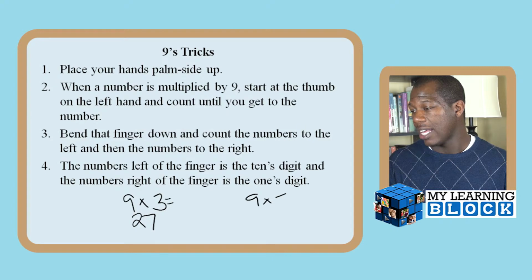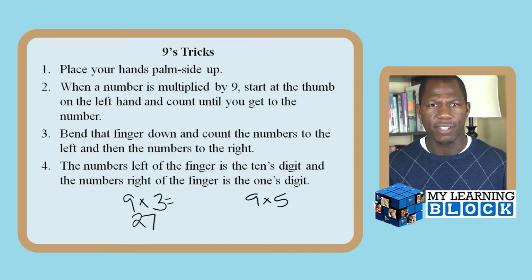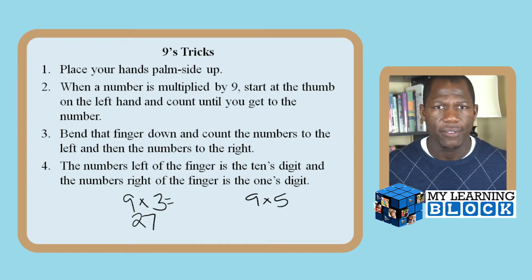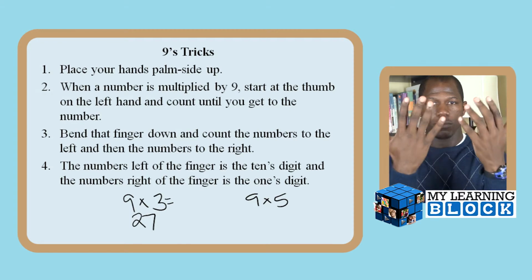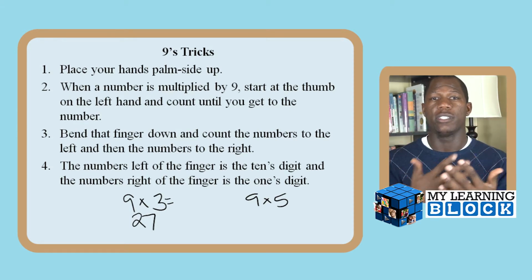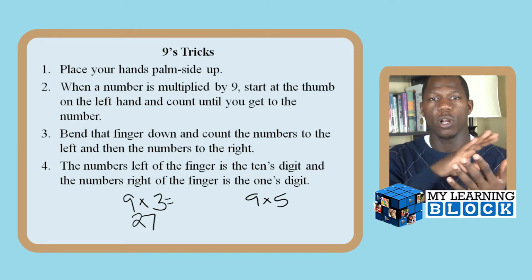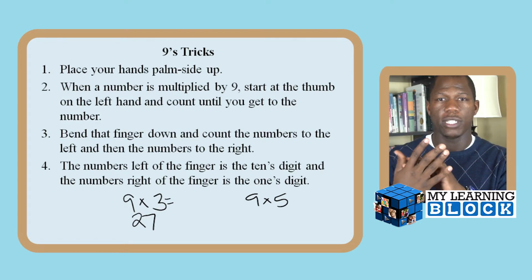Try it again. 9 times, let's say 5, because you know your child knows the 5's tricks already, right? 5, 10, 15, 20, 25, 30, 35, 40, 45. So let's try 9 times 5, all right? Again, I'm going to work this way, but you want your child to work from left to right, starting with their left thumb, going all the way to their right thumb.